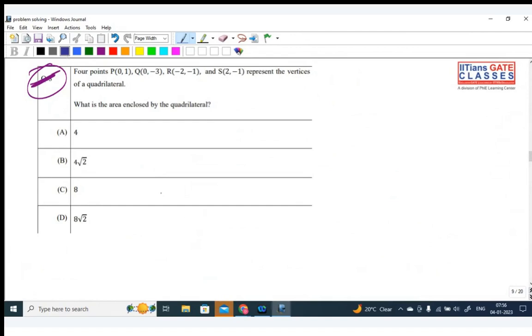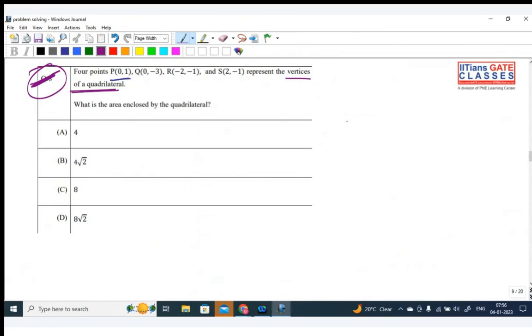Okay, so four points are given. P is (0, 1), Q is (0, -3). Everything is given. They have given the vertices, and if they have given 2 points, it means you can draw the line segment, and it forms a quadrilateral. In a quadrilateral there are four sides. So we have to find the area of the quadrilateral, right? It is a very simple question.